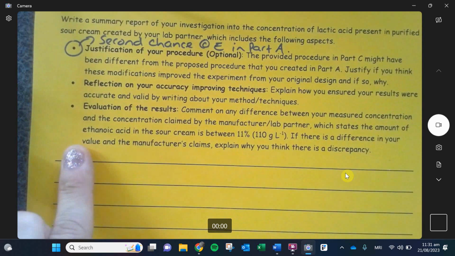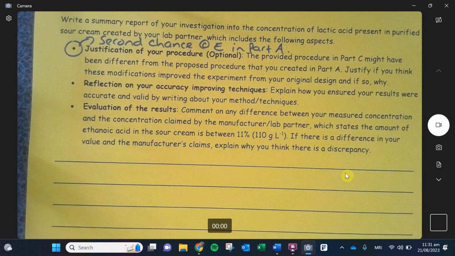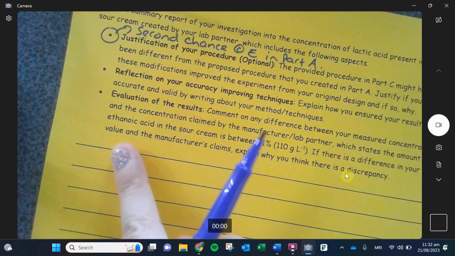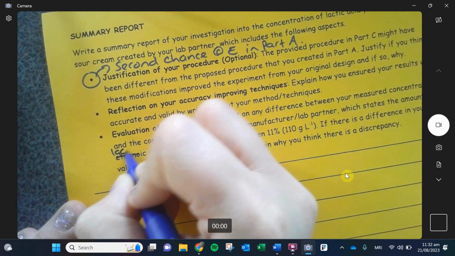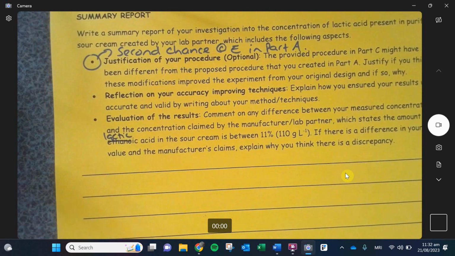The last one here is an evaluation of the results. So basically what you are talking about is, do the results match what the manufacturer and the lab technician are claiming when they say that the ethanoic, oh, that should be lactic acid, sorry. The lactic acid is at 11%.